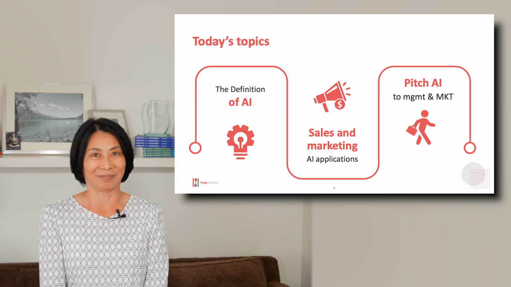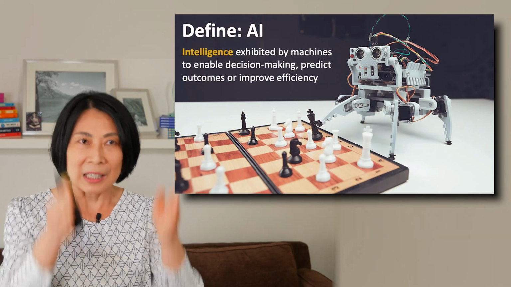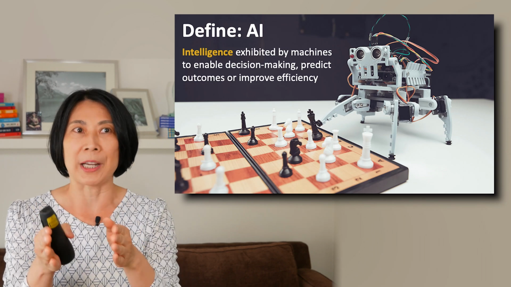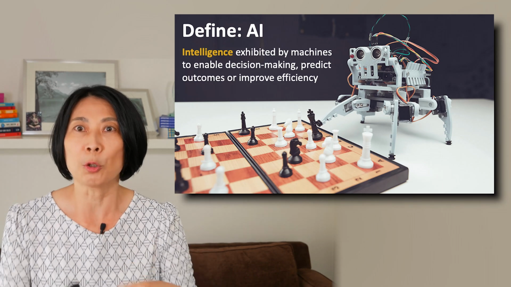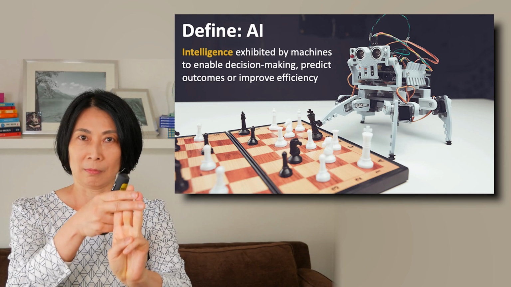So let's get started. When people talk about AI, they tend to think about the Hollywood version of it. But what I really want to focus on today, and I'll try to provide a definition to make sure all of us are on the same page, is this: AI for today's conversation is intelligence exhibited by machines that enable us to make decisions, predict outcomes, and be more efficient. That's what I want to talk about in terms of AI, in very practical business applications.